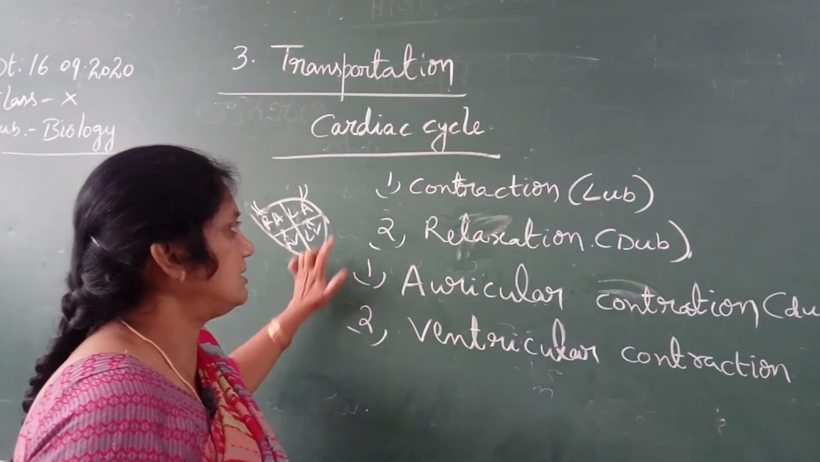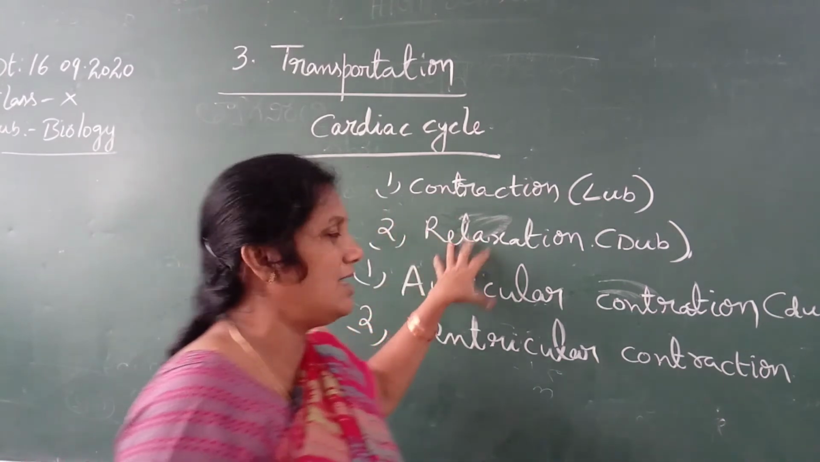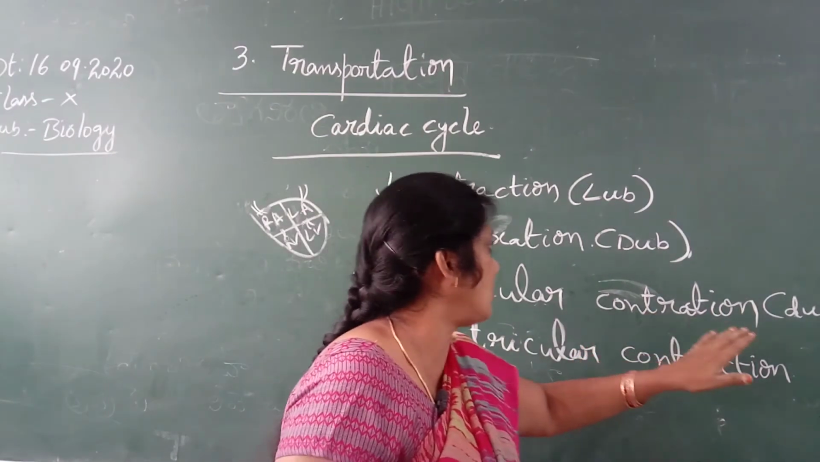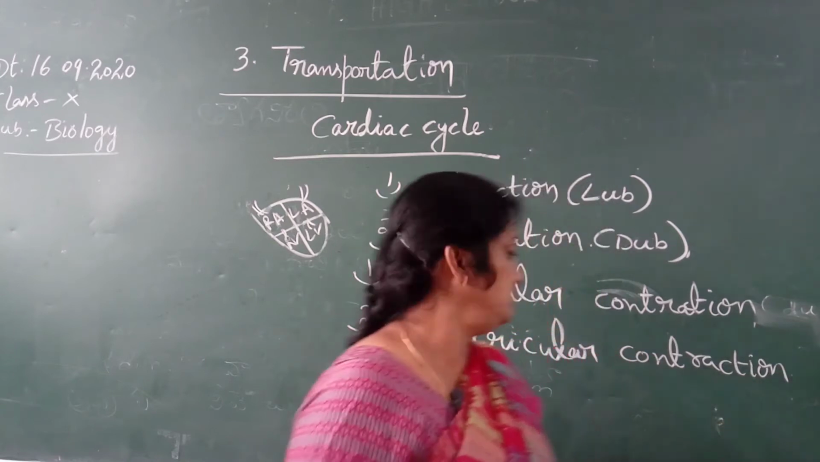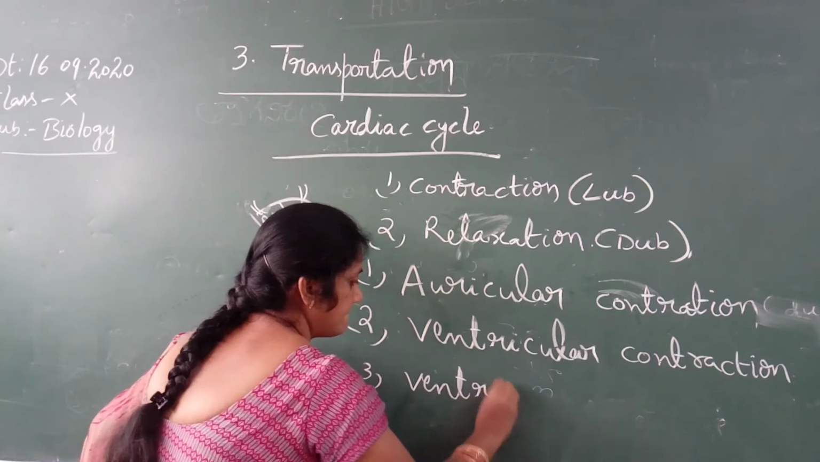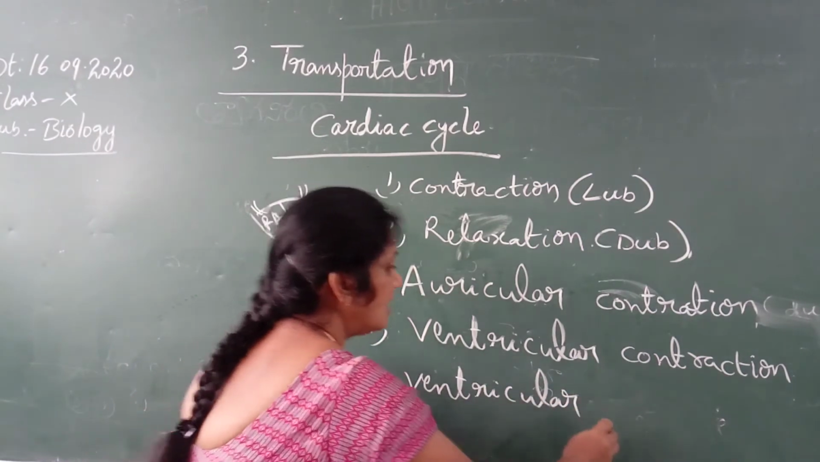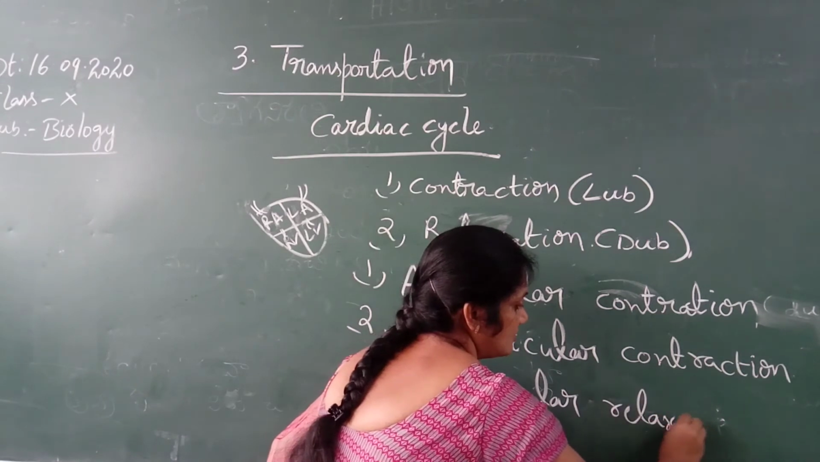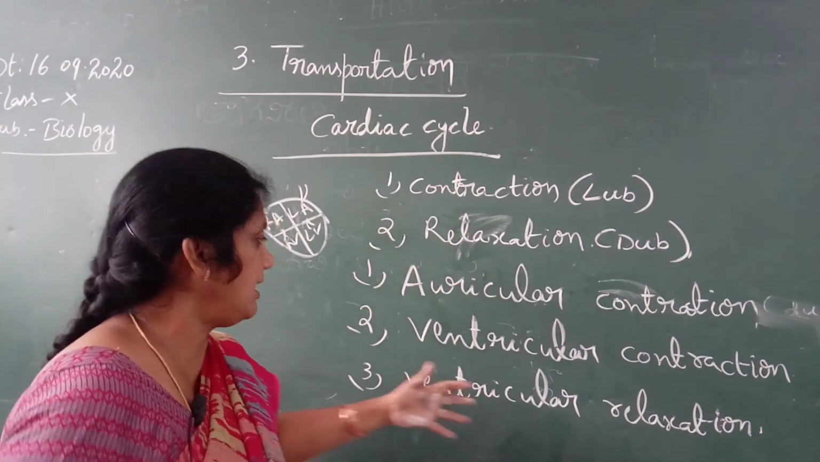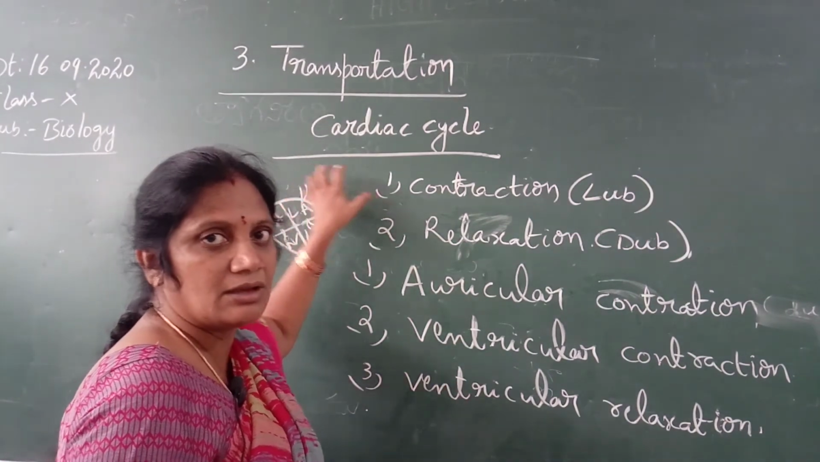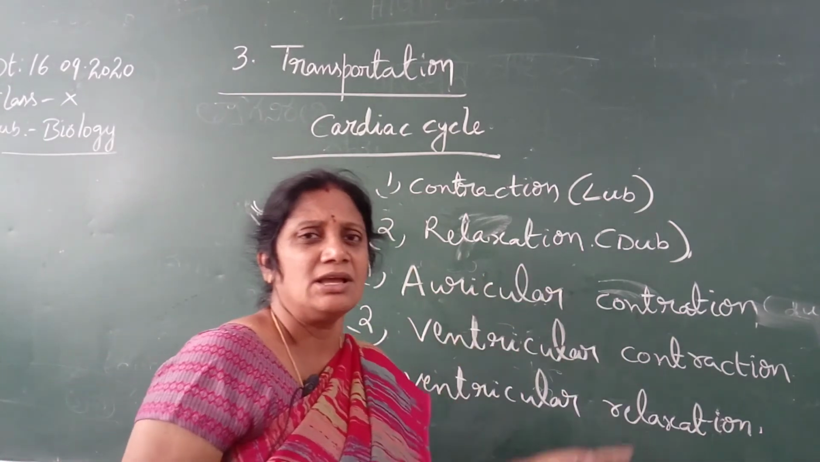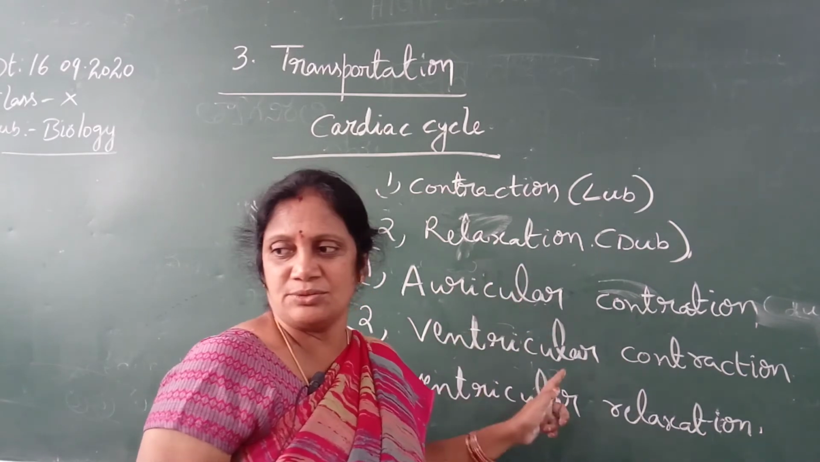So in the contraction phase, the sound will be lub. In the relaxation of the ventricles, you get the sound called dub. Lub, dub. Then the third phase is called ventricular relaxation. When the ventricles relax, again the auricles will start to contract, so the blood again enters the auricles. In this way, it occurs continuously from birth to death.